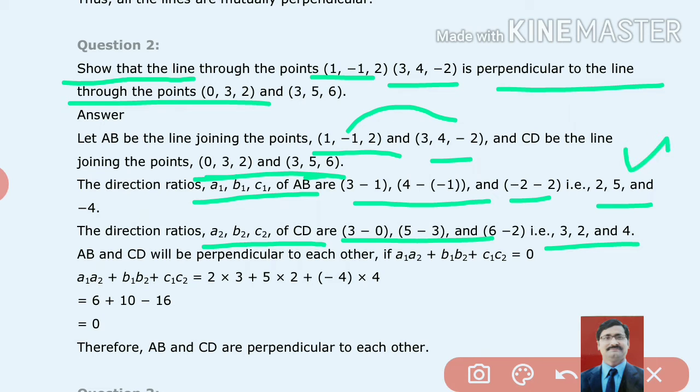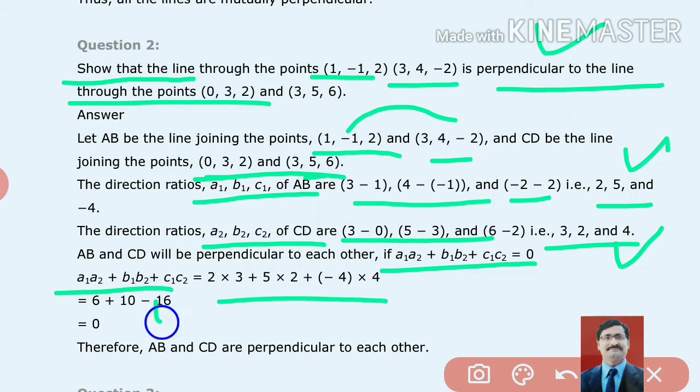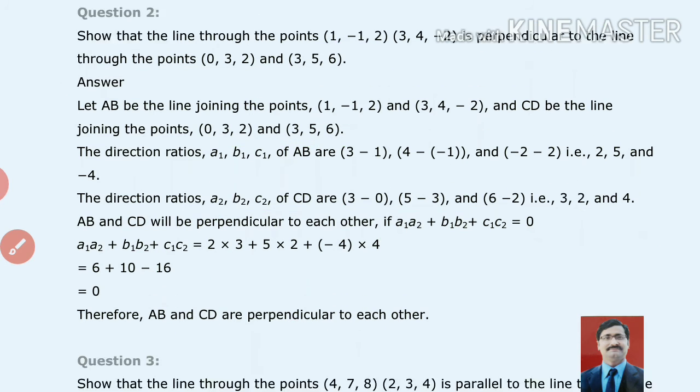Look here, you get the direction ratios of the first line and the second line, and these lines are perpendicular. For perpendicular lines, I have already given you the method: a1 a2 plus b1 b2 plus c1 c2 equals 0. So you put in the values for a1 a2, b1 b2 and c1 c2, add them, and you will get 0. Zero means the line AB is perpendicular to the line CD.